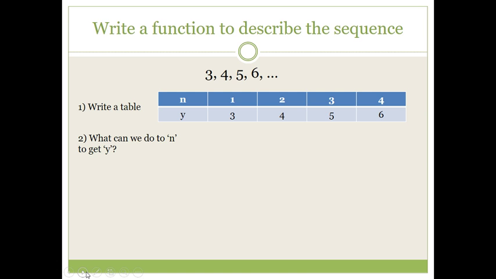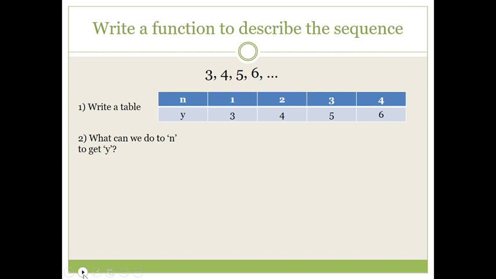Now the next thing we have to do is ask ourselves, what can I do to the n this time to get to y? I'm not asking what I do to get from one y value to the next, because we can see between this pattern 3, 4, 5, 6 that we're just adding 1 each time. I'm asking you to figure out what you can do to this n value to generate the y value. So what can I do to 1 to get to 3? And whatever we come up with, it has to work for every single term in the sequence. It has to work for all the numbers to generate that list.